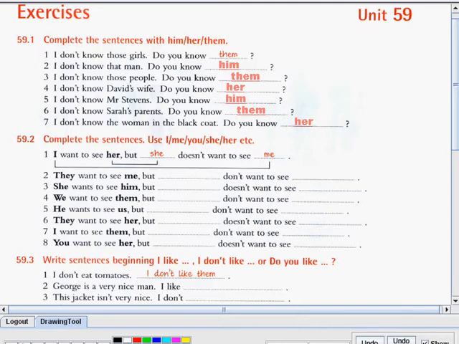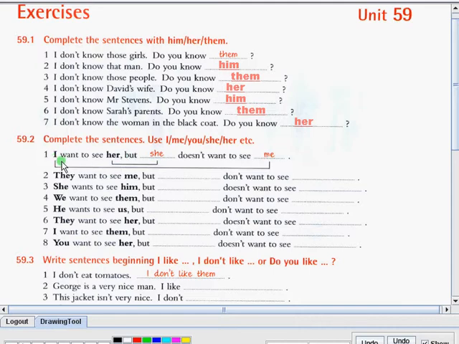There. So I hope you got everything correctly. Now let's move on to exercise 59.2. Here we have to complete the sentences and we have to use I, me, you, she, her, and the other subject pronouns and object pronouns. Let's have the first example. I want to see her, but she doesn't want to see me.